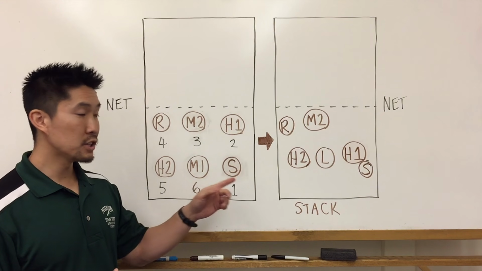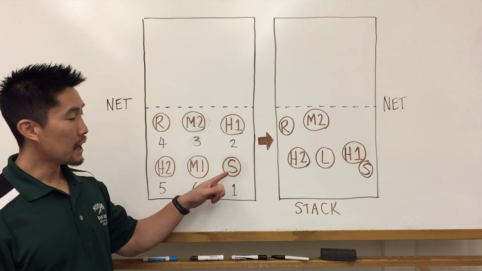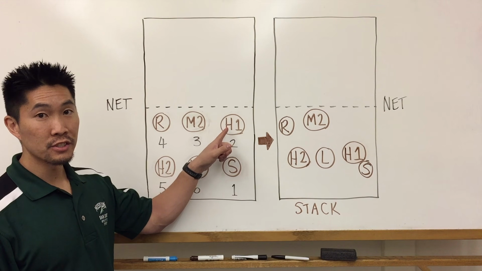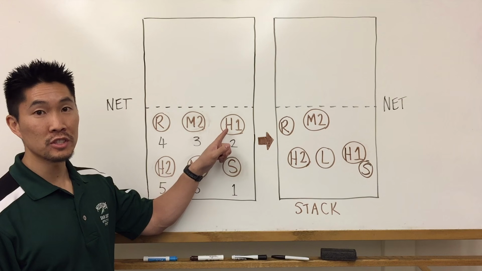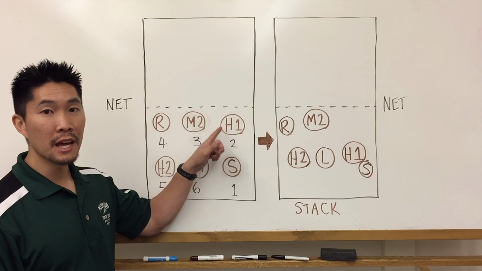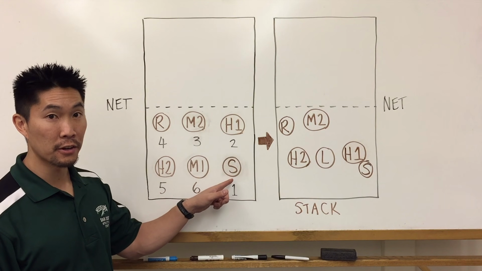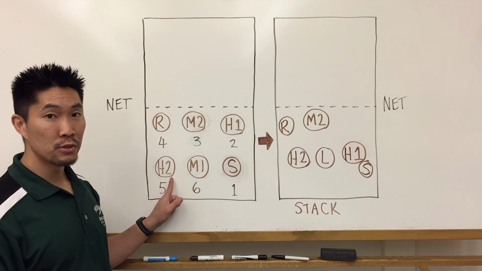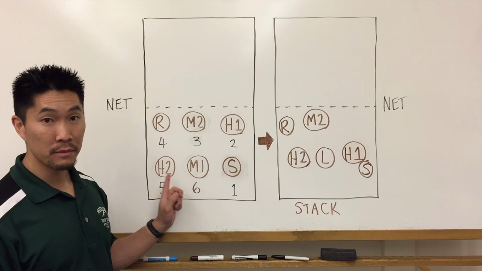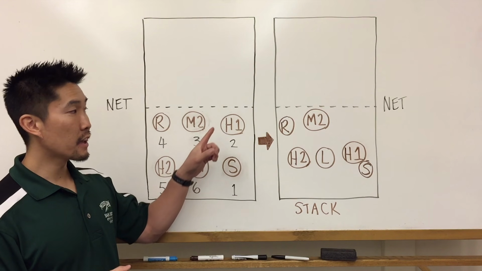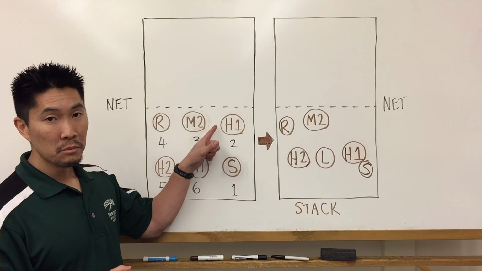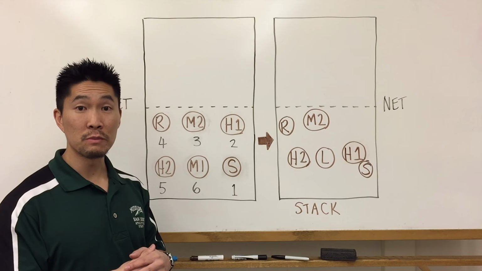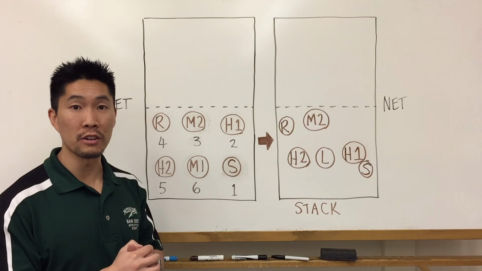Now we'll talk about what each of these symbols mean. S stands for setter. H1, also known as L1, stands for the first outside hitter. The 1 means that position is closest to the setter. The other outside hitter, also known as the H2 or the L2, is furthest away from the setter. Usually the H1 is a stronger hitter because this outside hitter will be with a front row setter for 2 rotations, which means there's a higher chance of hitting against more blockers.